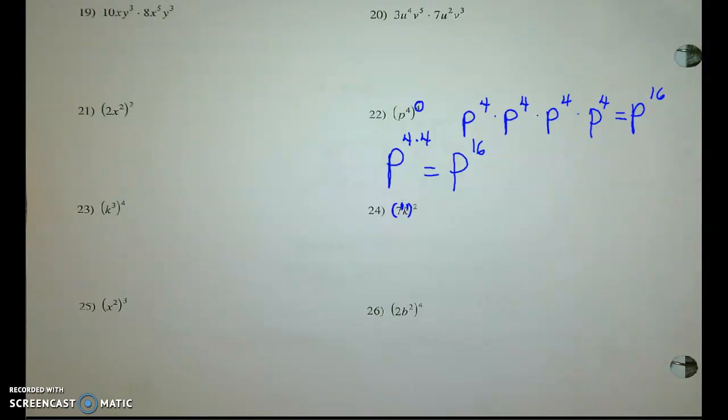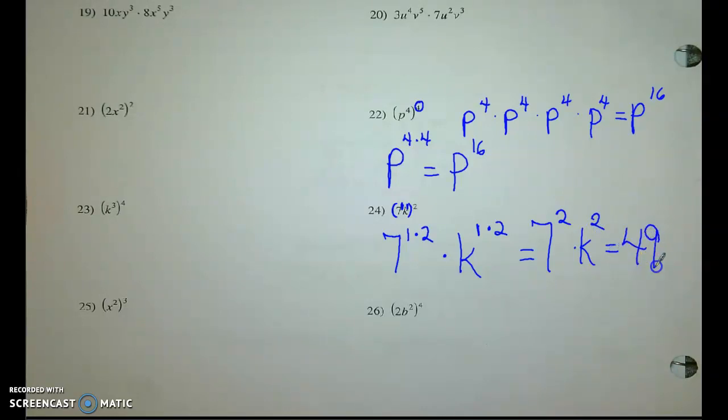Okay, so when we multiply our exponents, that's going to leave us, when we're working with our 7, so we have 7 to the first power, and we have to multiply it times the power that's on the outside. So we end up with 7 to the first times the second, okay, times k to the first times the second. And then when we simplify, that ends up being 7 to the second power, because 1 times 2 is 2, times k to the second power. We can simplify further because we know that 7 to the second power is 49, and then k to the second power. And so that's as far as we can go on number 24.